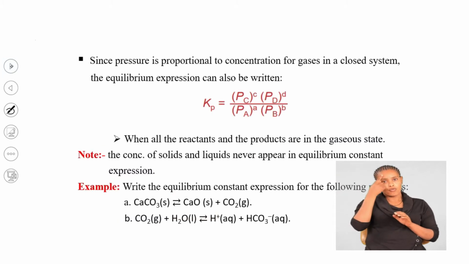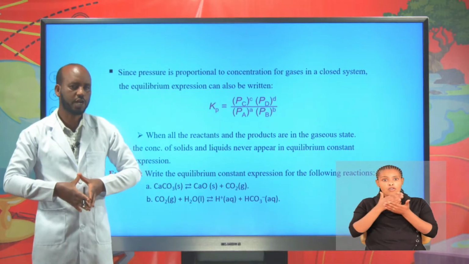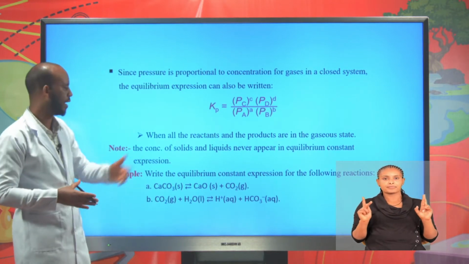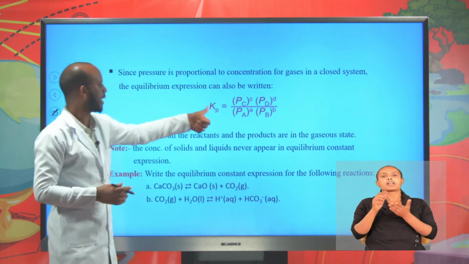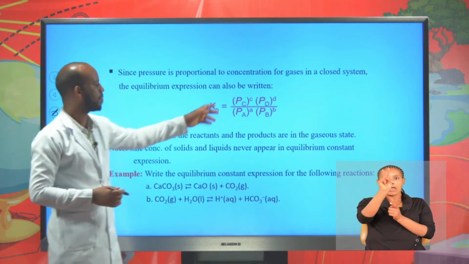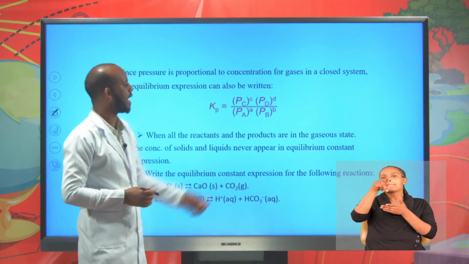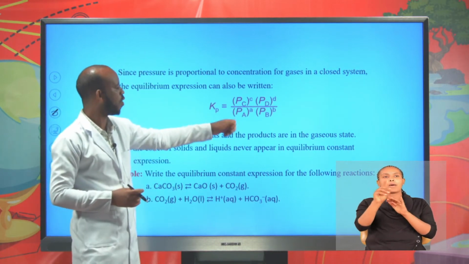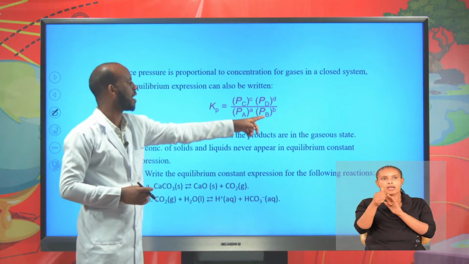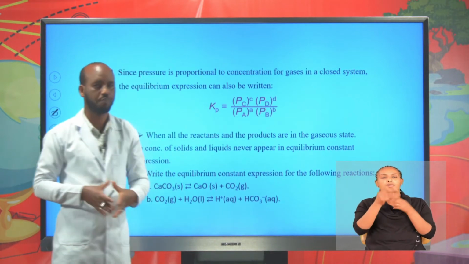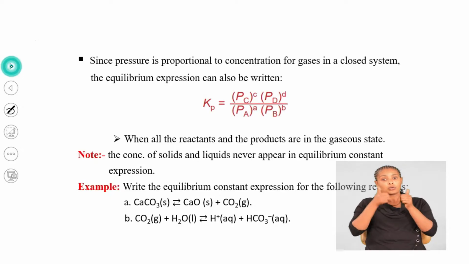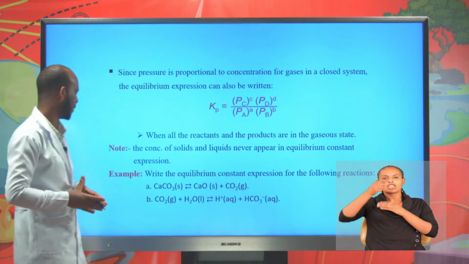For a reaction involving gaseous reactants and products, we have this relation: Kp equals partial pressure of C to the power of c times partial pressure of D to the power of d, divided by partial pressure of A to the power of a times partial pressure of B to the power of b. This is for reactions in which reactants and products are in gaseous states.